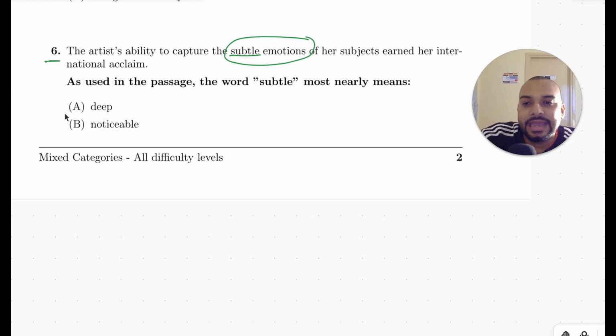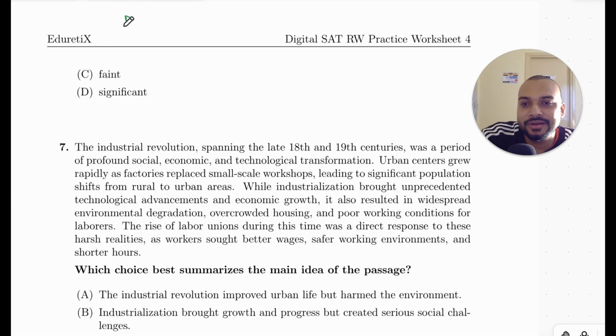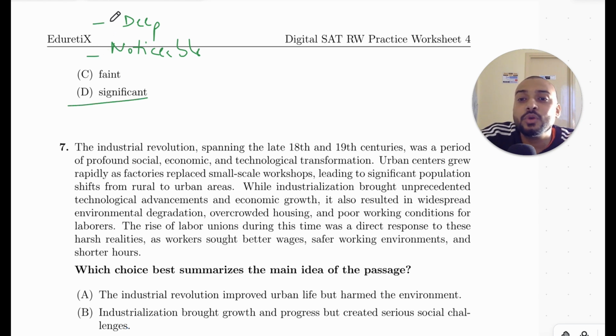If you look at the options, option A, deep. Option B, noticeable. Okay, let me show you the rest of the options. So option A, deep. Option B, noticeable. Option C, faint. And option D, significant. What do you see in the options which gives it away? There's something which gives it away. Options A, B, and D. These are all really strong, impactful words. Deep, noticeable, significant. These all suggest a loud expression. Okay, something that's being expressed very explicitly or at a grand scale. Except for option C, which is literally the opposite of all three.